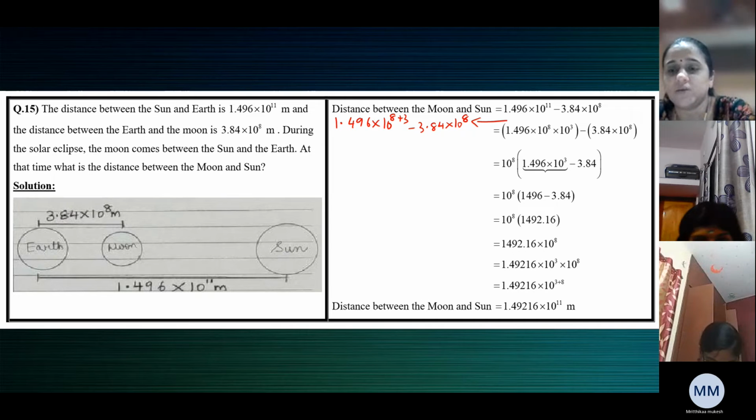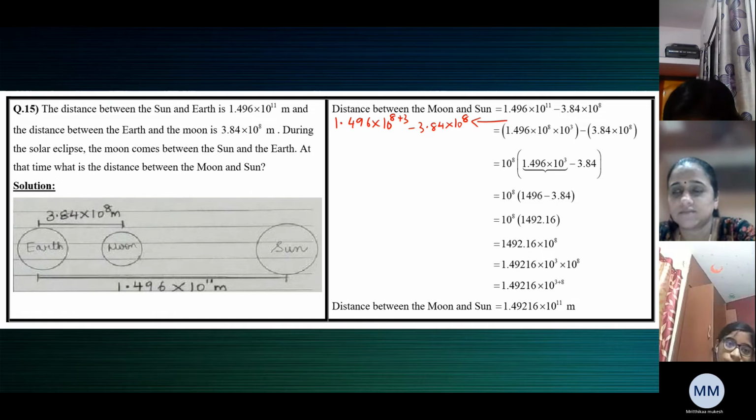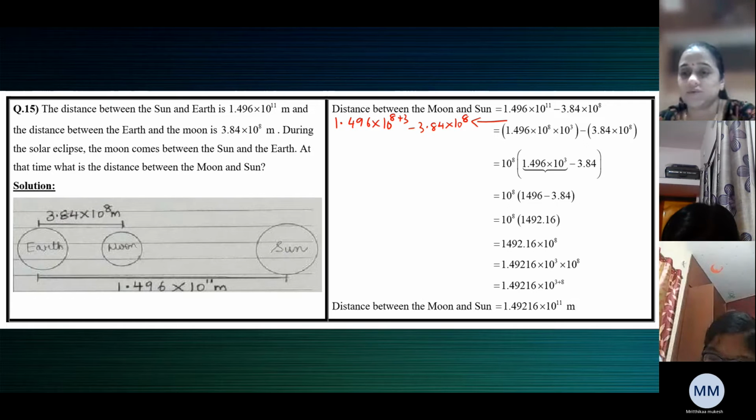Bhavishya, you said you were right till the fourth step. Okay, then after that, do you have any doubt? Ma'am, I have done the mistake in this step, ma'am. 1492.16 into 10 power 8. Okay, what I understand from you is that you have got it till here, you didn't complete these steps, is it? Yes, ma'am.